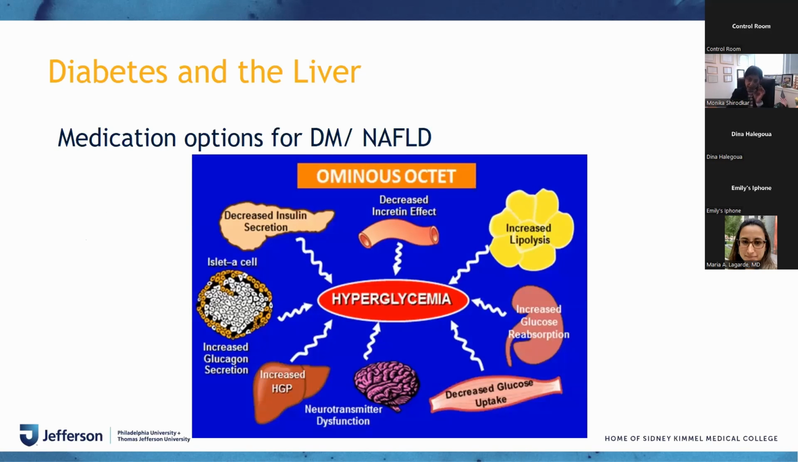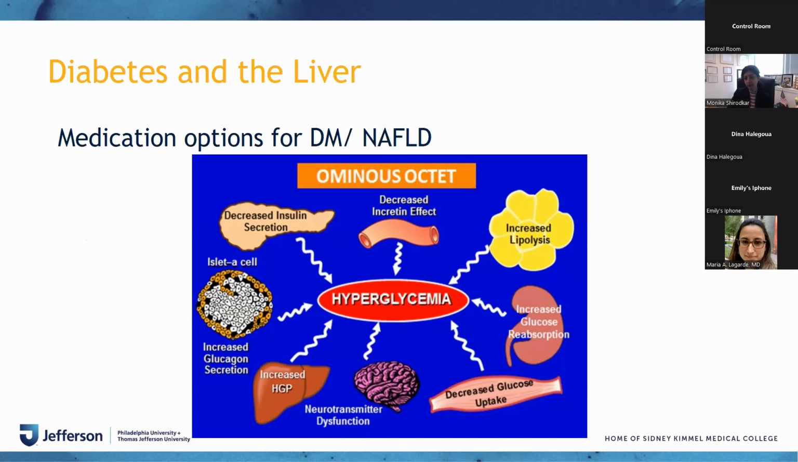And so before we go on to the medications I like to use, I just like to show this slide because I think it highlights that there's so many different organ systems that lead to hyperglycemia. It's not just that your pancreas doesn't work anymore. Your liver contributes to hyperglycemia. Your gut hormones contribute to hyperglycemia. Your kidneys contribute to hyperglycemia.